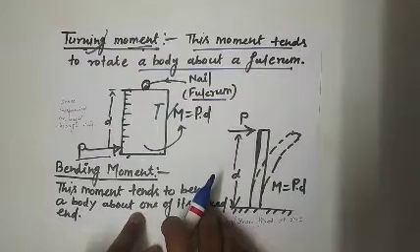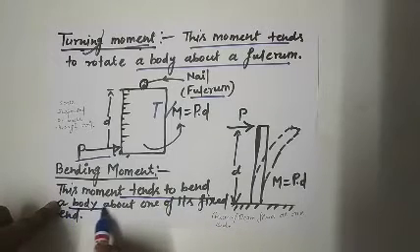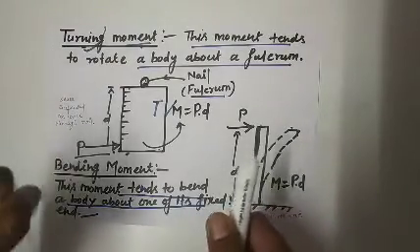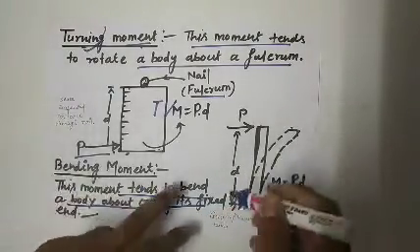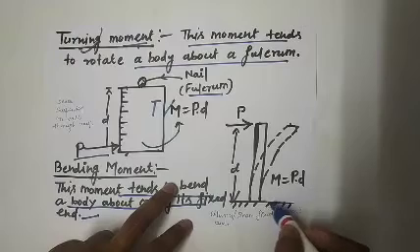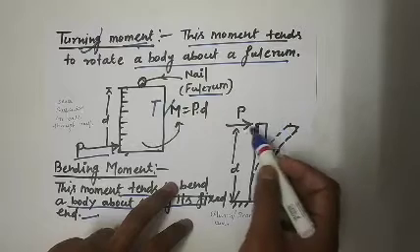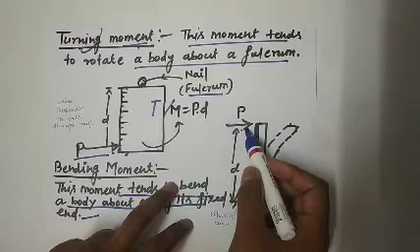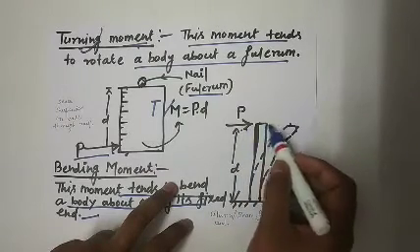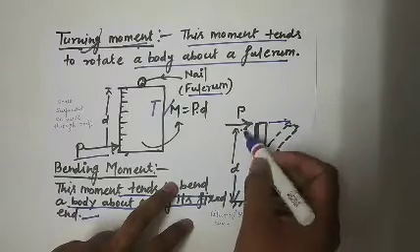Now come to bending moment. What is bending moment? This moment tends to bend a body about where it is fixed. Here, the body bends about a fixed end. For example, we have covered that a column or beam is fixed at one end and the other end is free to take a load. Then what will happen through this load? This load will move this portion up to a certain distance. Say this force P is placed at a distance t.